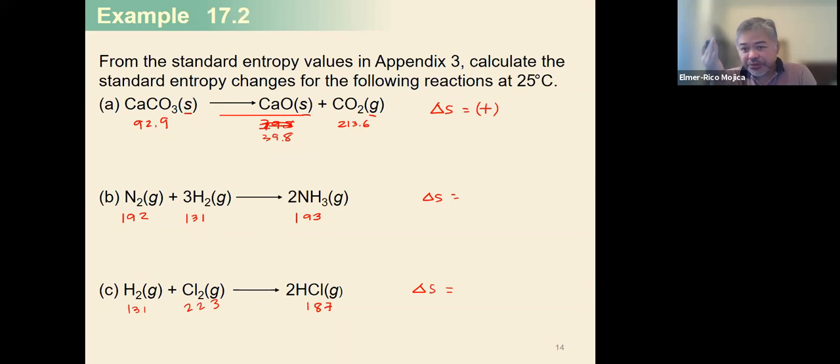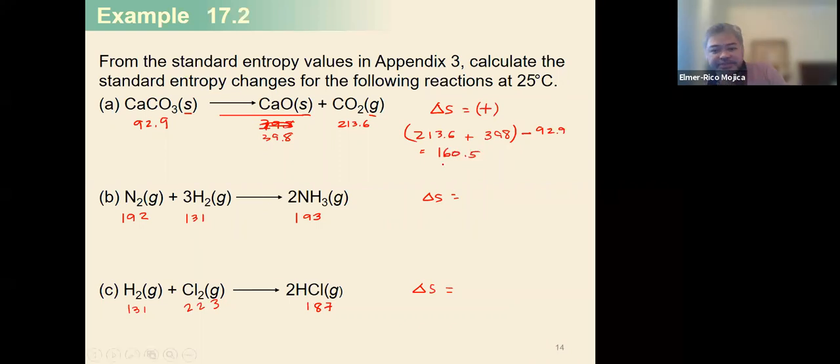And to prove if your prediction is right, you're going to gather this. So these are all what? 1 mole. So you can just put it as 213.6 plus 39.8 minus 92.9. And I think somebody already predicted it to be equal to 160.5, which is a positive sign.